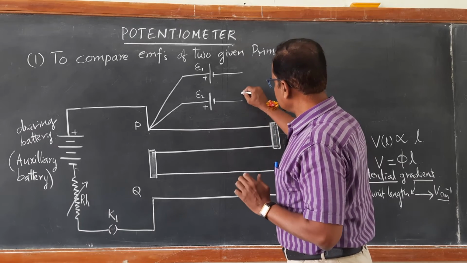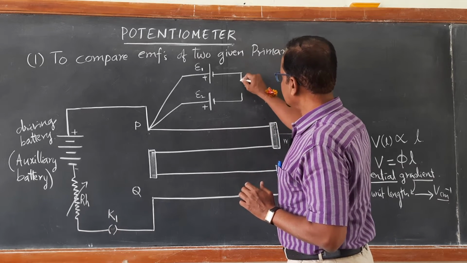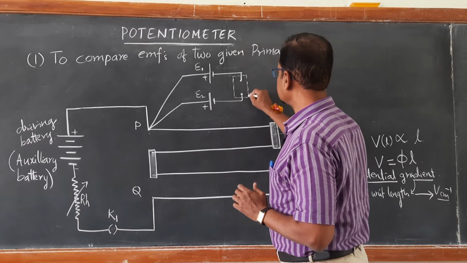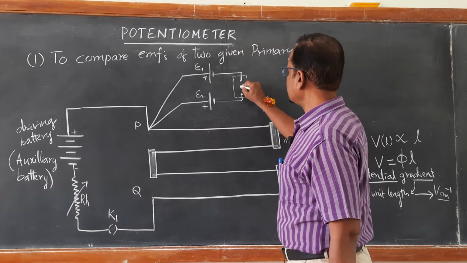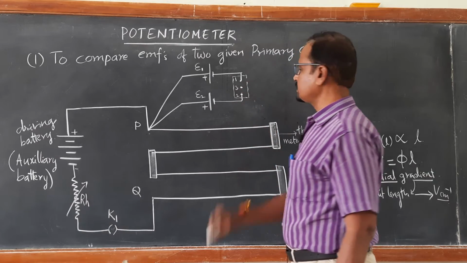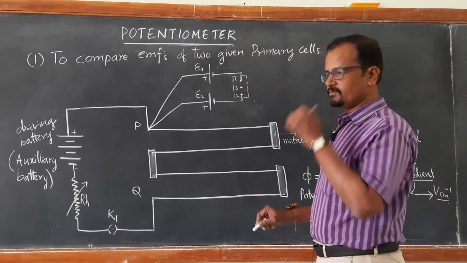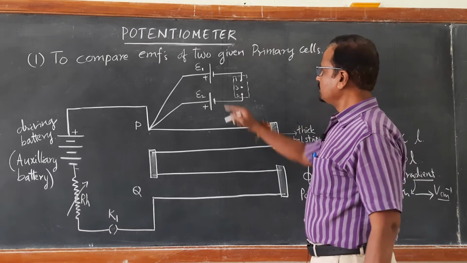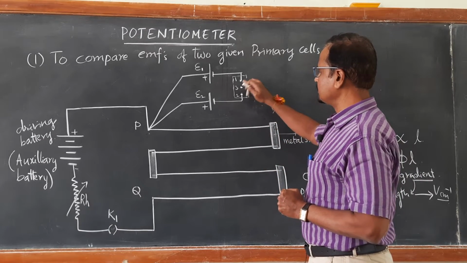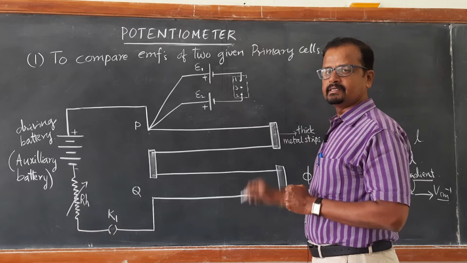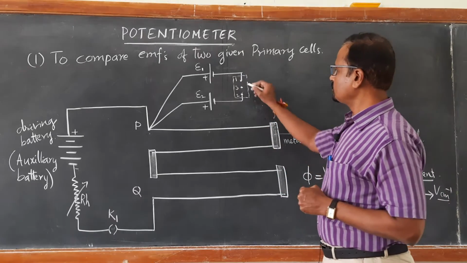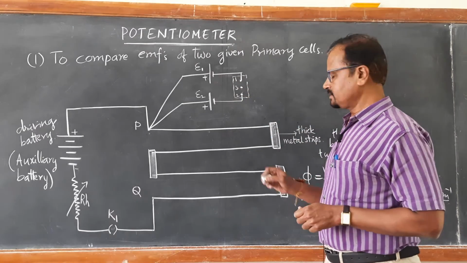Now, these negative terminals are connected to a key called a two-way key. Here it is represented by a box. It is called a two-way key. I will take this point as 1, this point as 2, and the middle point as 3. Between 1 and 3, if you close the key, then the cell of EMF E1 will be in circuit. If you take out this key and close it between 2 and 3, then the cell of EMF E2 will be in connection.